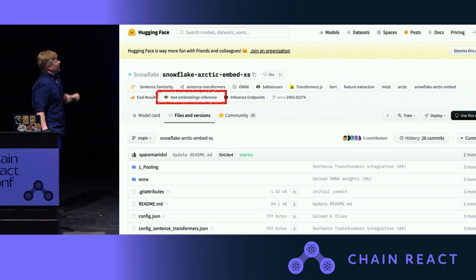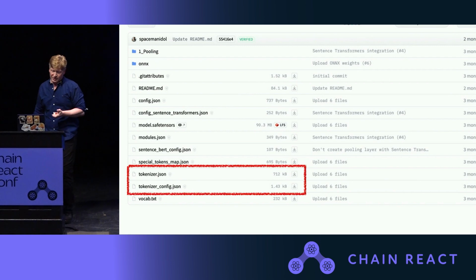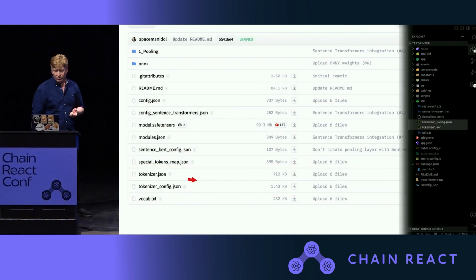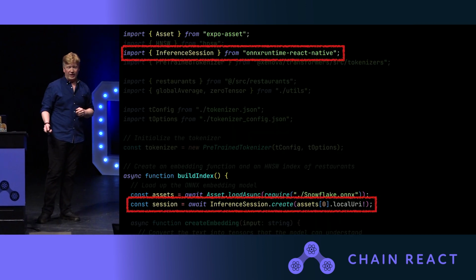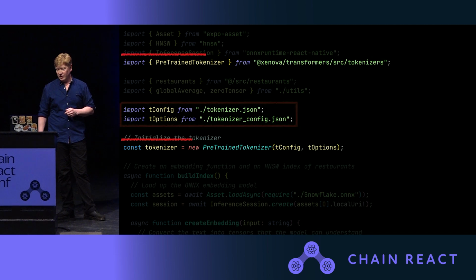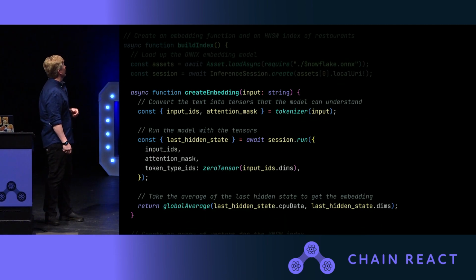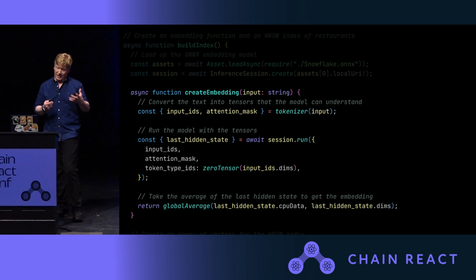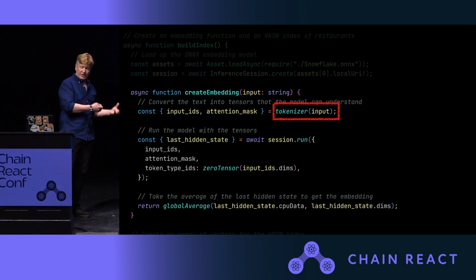So we go back to our architect embed. We were looking at ONNX. Where do we find our tokenizer config? Well, it's down here. So we go and we take those. We pop those as assets into our program. And then back in our code, we take those files, import them, create our predefined tokenizer. Then down in our build index, we create a new function called create embedding inside a closure. And we call that tokenizer, now that we've created it, with our text input.